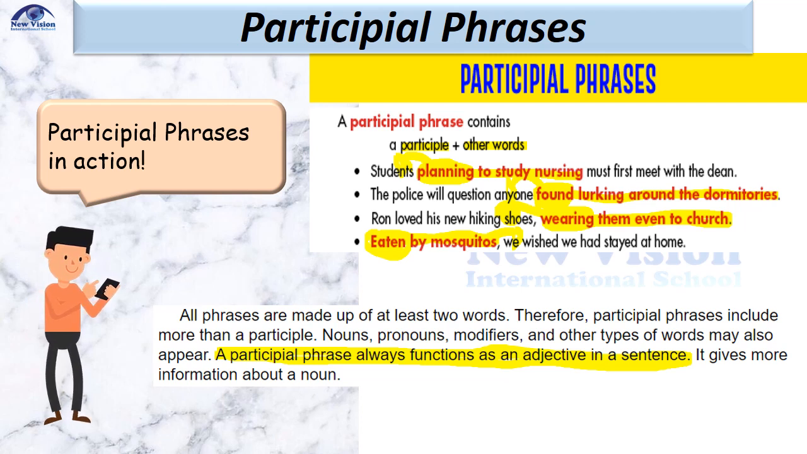Eaten by mosquitoes is a participle phrase. We wish we had stayed at home. It starts with the past participle of the word eat, which is eaten. Then it describes we.